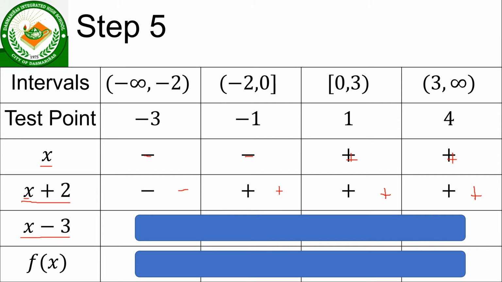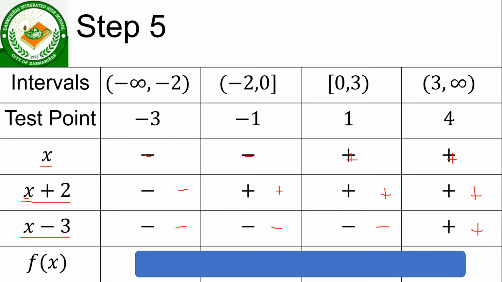So how about for the third one? So we have x minus 3. -3 minus 3, -6, it should be negative. -1 minus 3, -4, still negative. 1 minus 3, -2, negative. And 4 minus 3, we have here positive. And let us check. Okay, so our answer is correct.